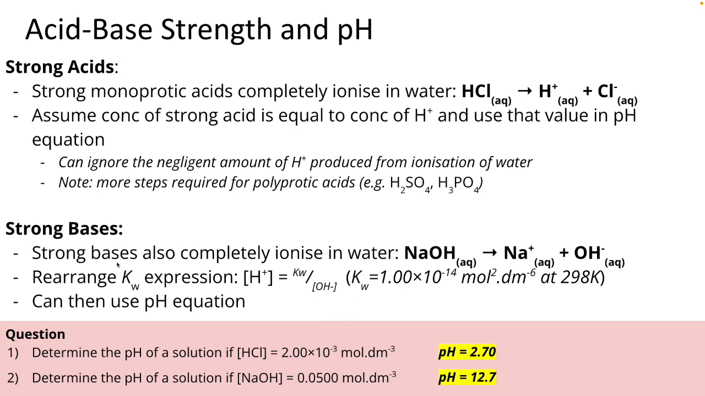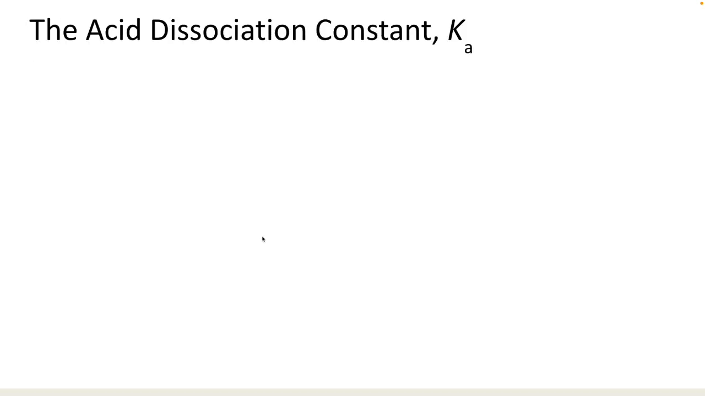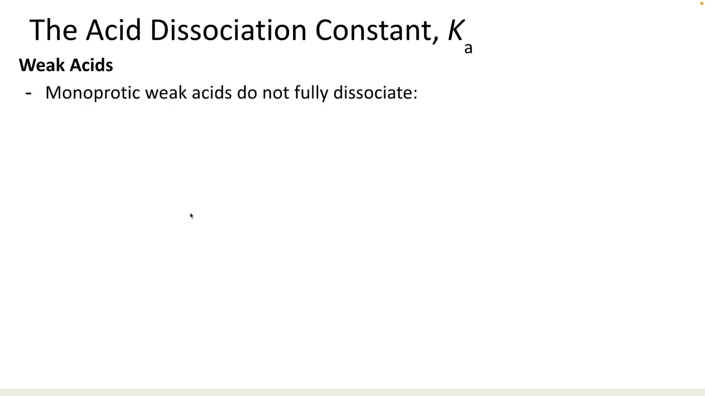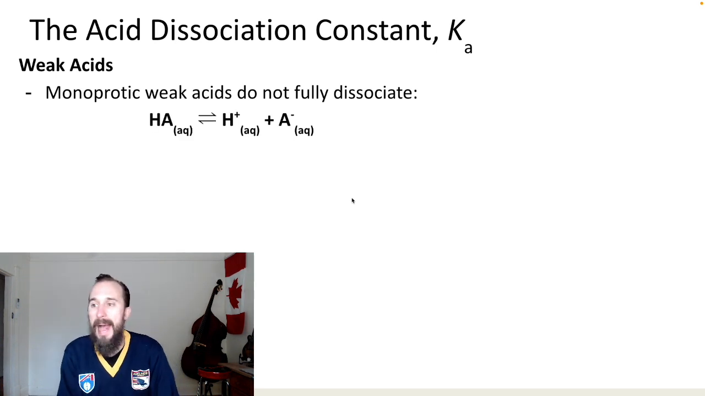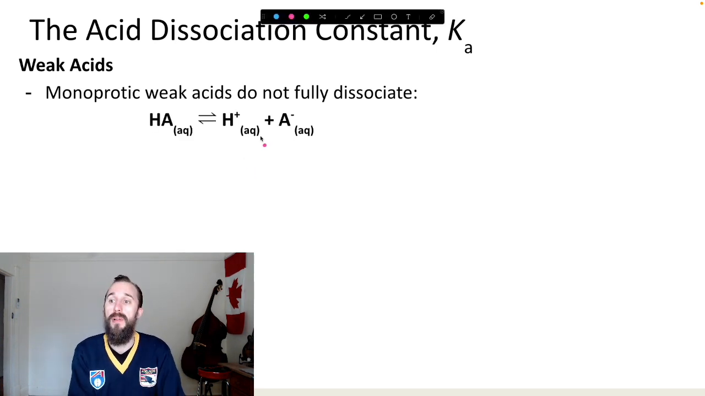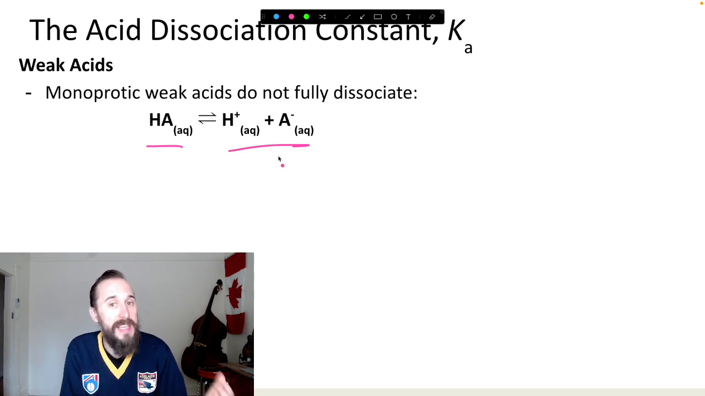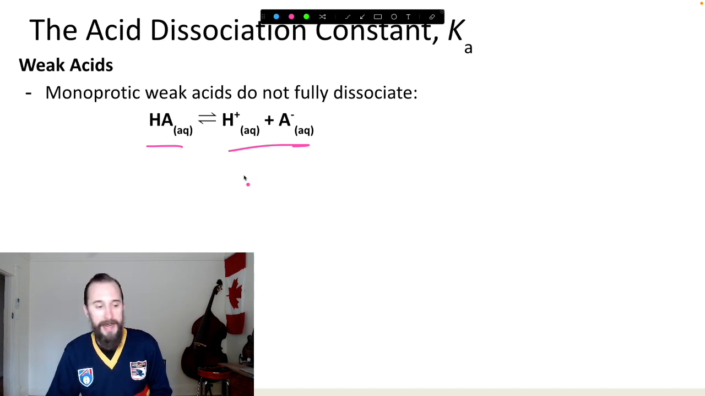Excellent, so we looked at strong acids and strong bases. What about if we have weak acids? Well, let's remind ourselves what a weak acid means. Strong acids fully dissociate, weak acids do not fully dissociate, so they end up at an equilibrium, implying that we've got the acid, the hydrogen ions and the conjugate base all in the solution together.